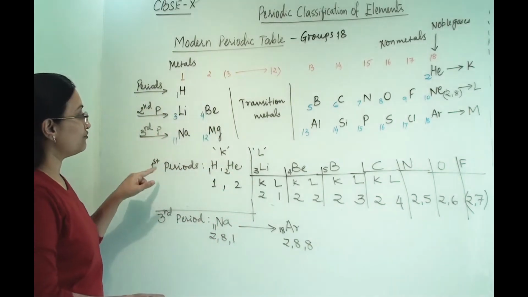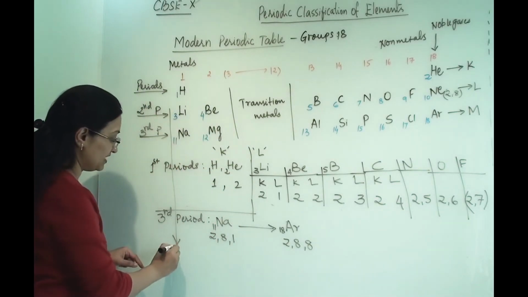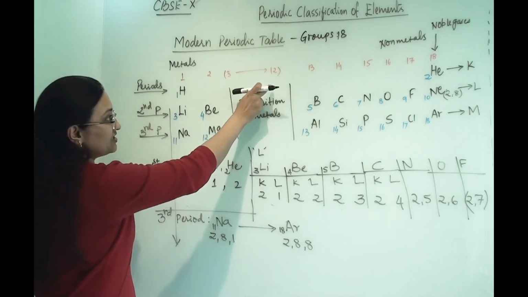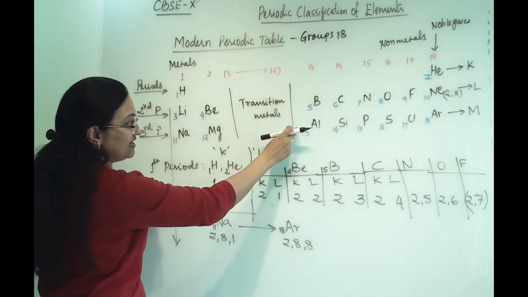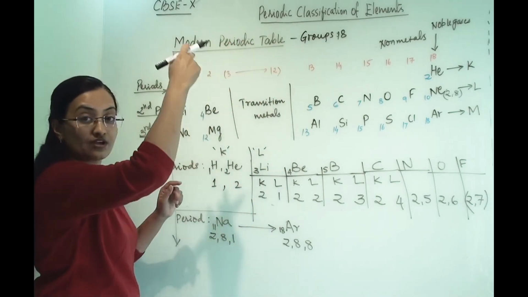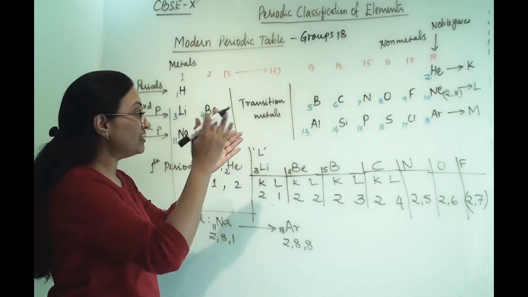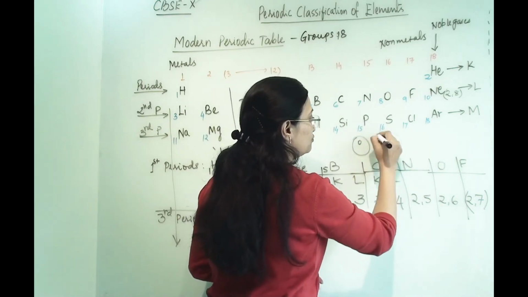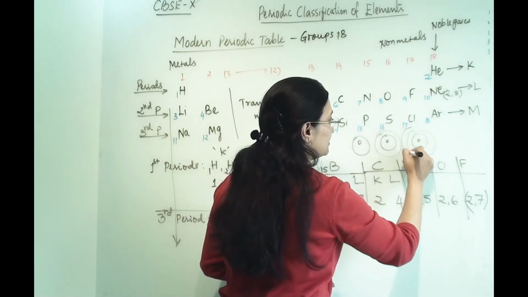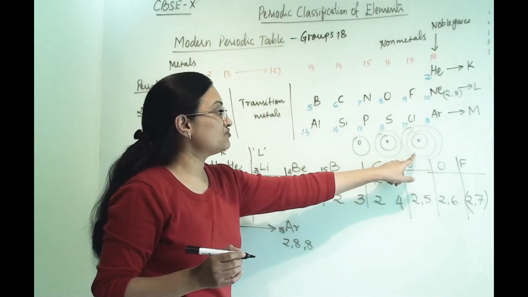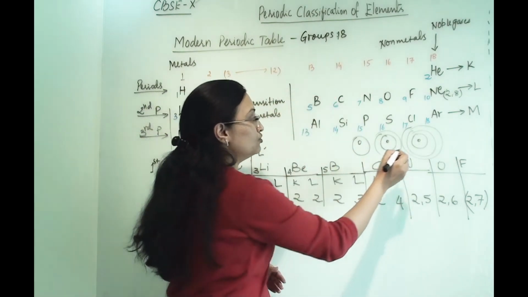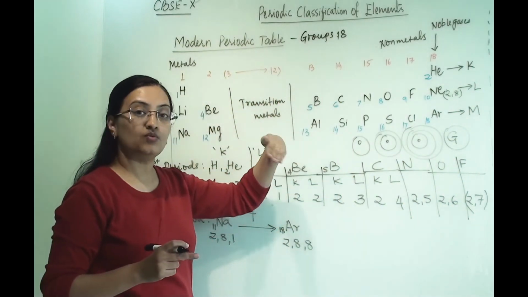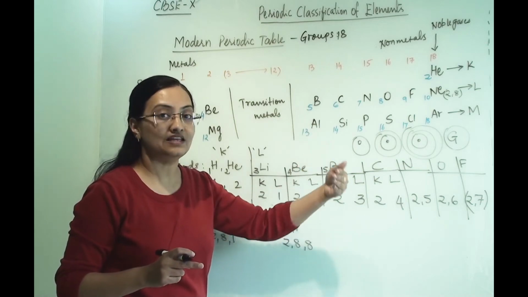As we are going from top to bottom, one shell is being added. Here K shell, then L shell, then M shell. So as we are going from top to bottom, one shell is being increased, like 1, then 2, then 3. You can see this trend as we are going down groups: one shell is being added in the element.